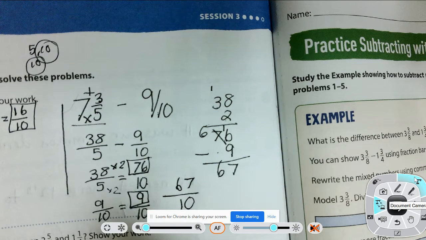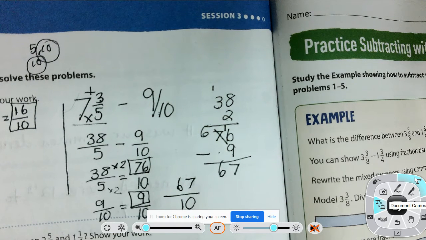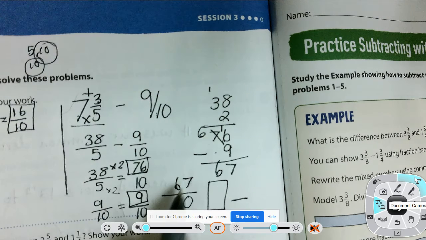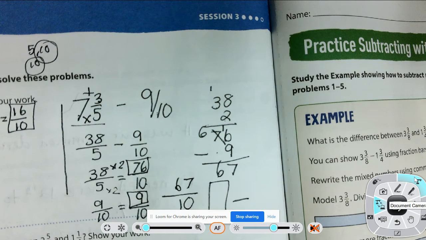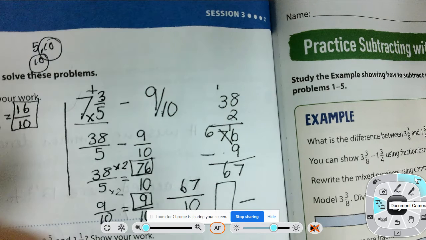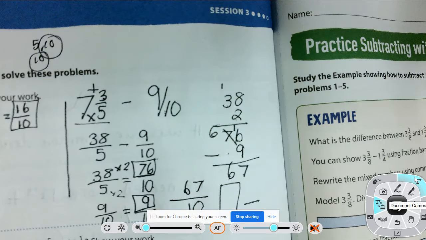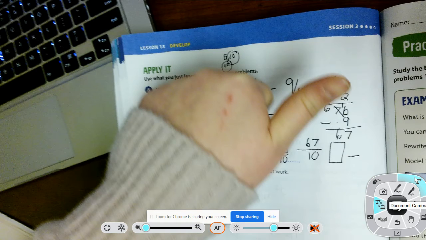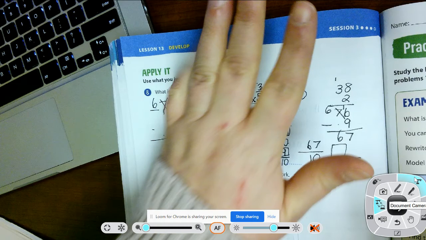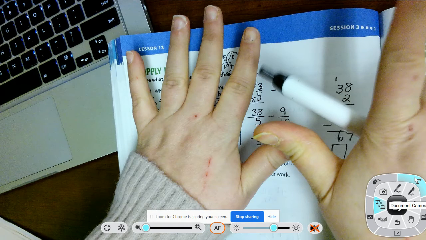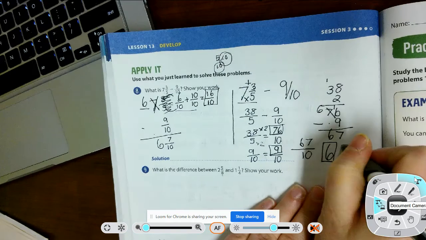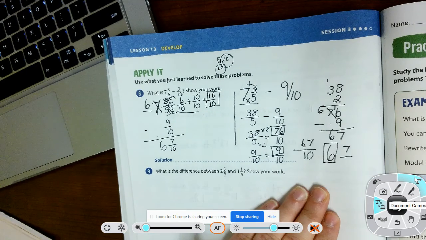Okay? So now you still have an improper fraction and you have to turn it back into a mixed number. So you have to have your whole number and your fraction. So how many times does 10 go into 67? I'm going to count by tens. 10, 20, 30, 40, 50, 60. Oh, it's 60. So it goes in 6 whole times. There would be 7 left over 10.